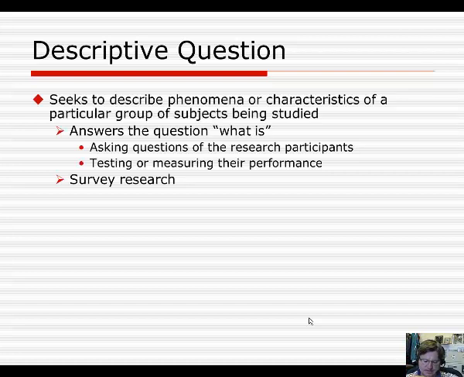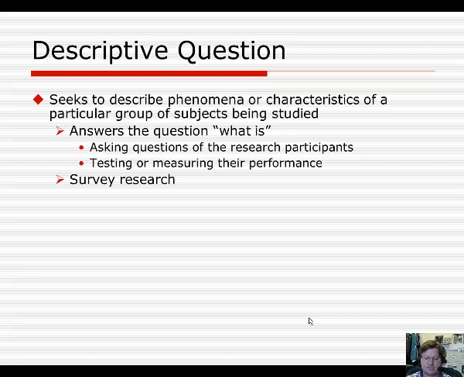Okay, descriptive questions. They simply seek to describe phenomena or characteristics of a particular group of subjects being studied. Such questions describe or answer the question, what is? We've already talked about that in our previous lecture. Data are typically gathered by asking questions of a group of individuals, observing their behaviors, or measuring or testing their performance on certain tasks. Descriptive questions are often the basis for survey research as well as qualitative research.